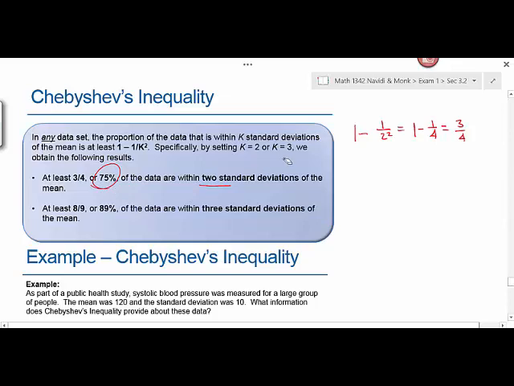If k was equal to 3, meaning we go out 3 standard deviations, then we just replace 2 with a 3 in this formula, and that gives us 1 minus 1 over 3 squared. Well, that's 1 minus 1/9, and 1 minus 1/9 is 8/9, and if you convert that to a percent, do 8 divided by 9 on your calculator, you're going to see that that's about 89%. So for Chebyshev's, we would say that if we were within 2 standard deviations of the mean, we'd have about 75% of our data, and if we were moved out to 3 standard deviations of the mean, we would have about 89% of the data.